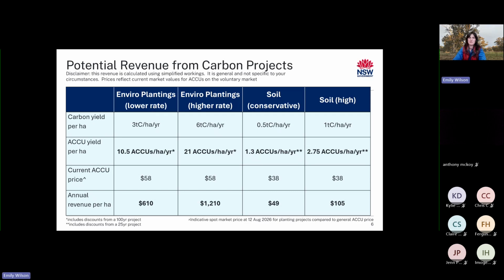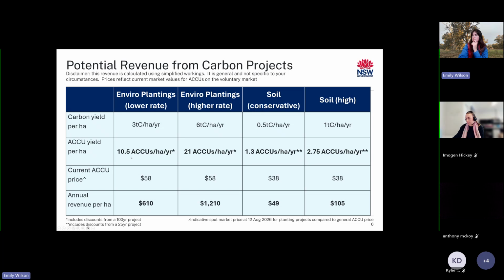So just on the financial side, I wanted to flick up some potential revenue from carbon projects in the region. I've got some examples just to show that the economics of a project are really dependent on that yield. So I've got a couple of different rates, a low and a high rate for environmental plantings, and for soil. For the Holbrook region, in a lot of the flat country, and as you head further west across the region, you might be able to expect around 10 ACCUs, or 10 credits, per hectare per year.